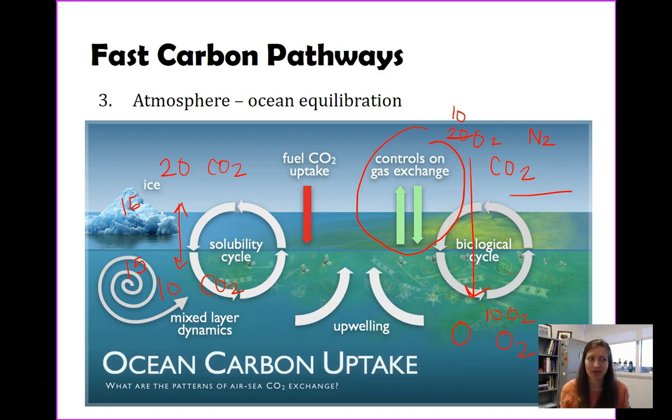And this is happening really instantaneously. If there's a small change in the atmosphere, you'll see a small change in the ocean. If there's a small change in the ocean, you'll see a small change in the atmosphere. This is really great with global climate change because we're adding a lot of carbon dioxide to the atmosphere. But fortunately, a lot of it is also going into the oceans. Kind of fortunately. We'll talk about some downsides to that.